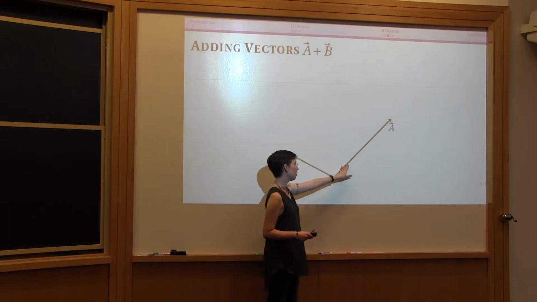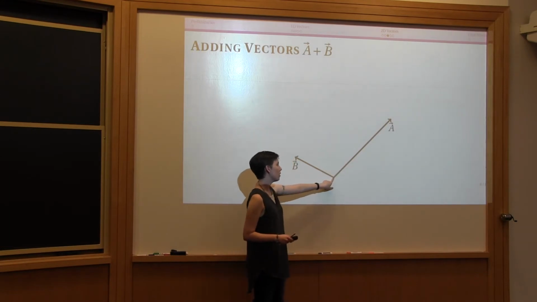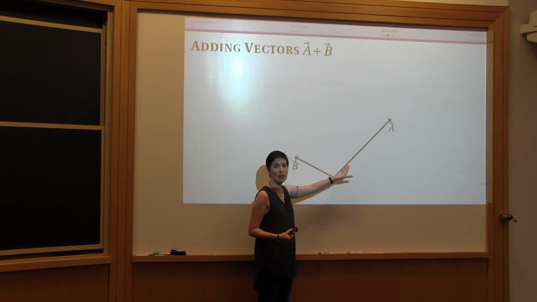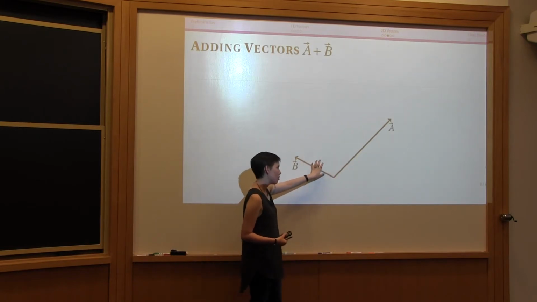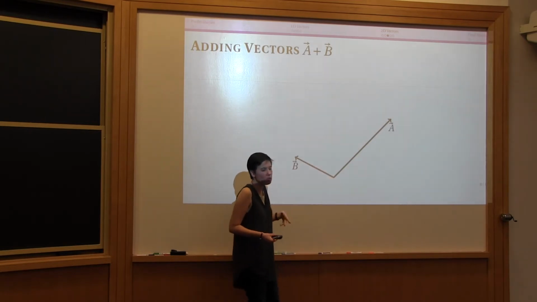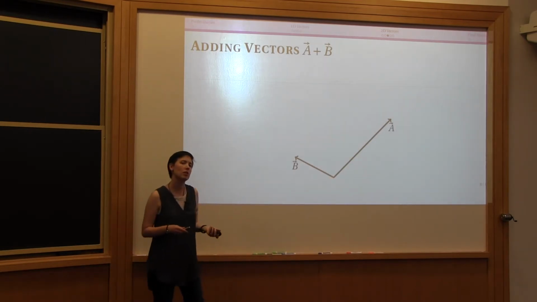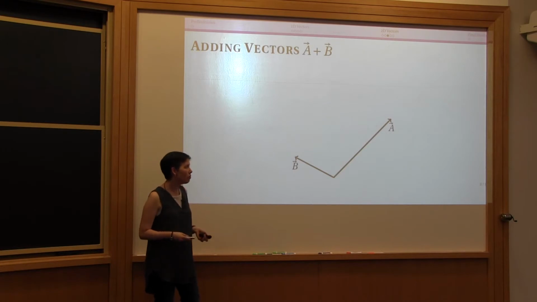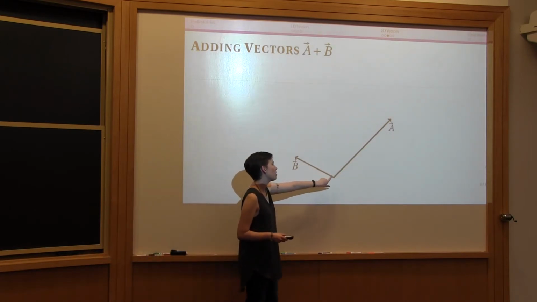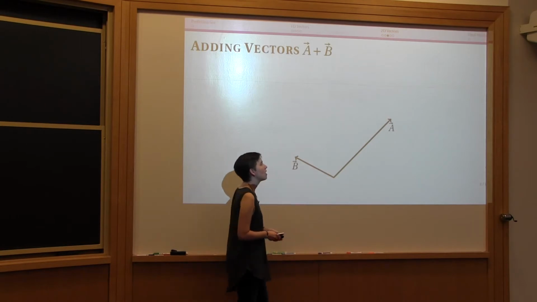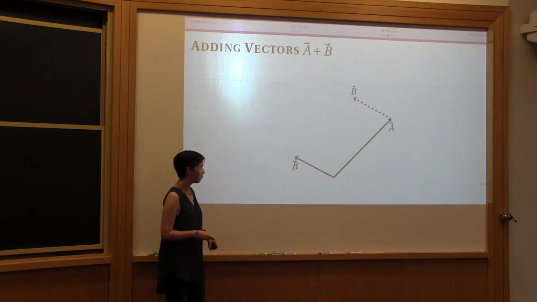I have vector A and vector B. Note that both vectors are coming from the same position. What defines vector A is its length and direction. What defines vector B is its length and direction. So in this case, they're happening to come from the same position. That doesn't actually matter. So when we add them together, I want to take vector B and actually move it so that the tail of vector B is at the tip of vector A.